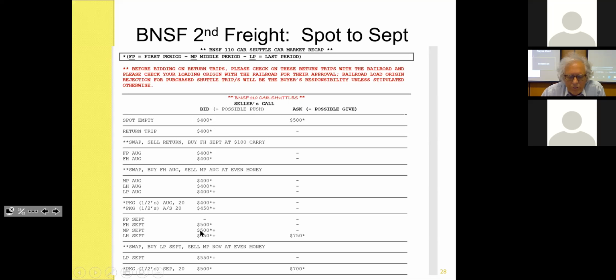But you'll notice here there's a pretty wide gap between the bid and the offer. Historically, when we look at September forward, on average, that secondary car market value is about $800 a car. So we're still pretty weak compared to historical values.